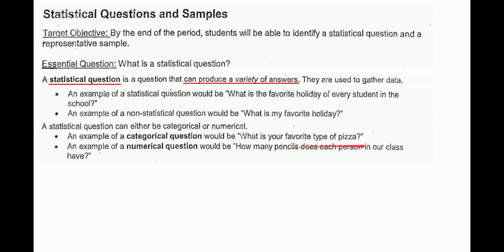One thing you may see is that sometimes categorical questions, or the information you gather from it, is called qualitative data. And numerical questions, the answers you gather from that, sometimes it's referred to as quantitative data. So qualitative versus quantitative. I know they both sound very similar. Quantitative sounds like the word quantity, which refers to numbers. So those are categorical and numerical questions.